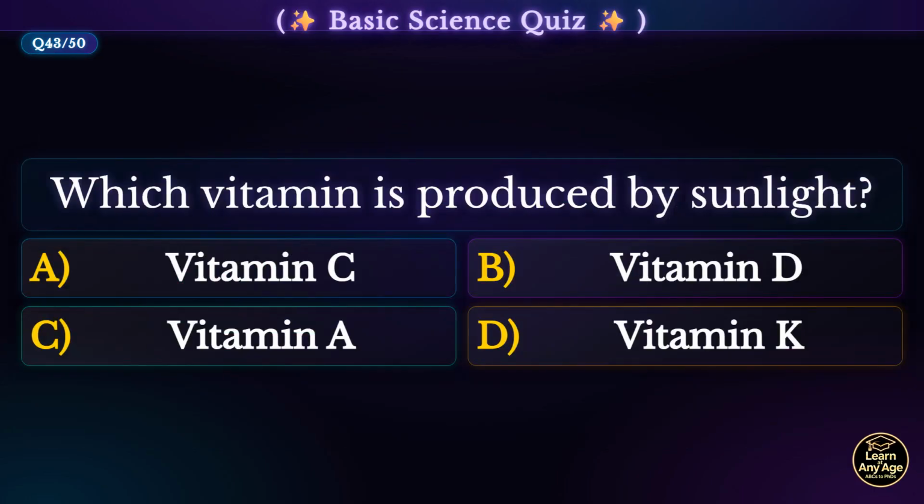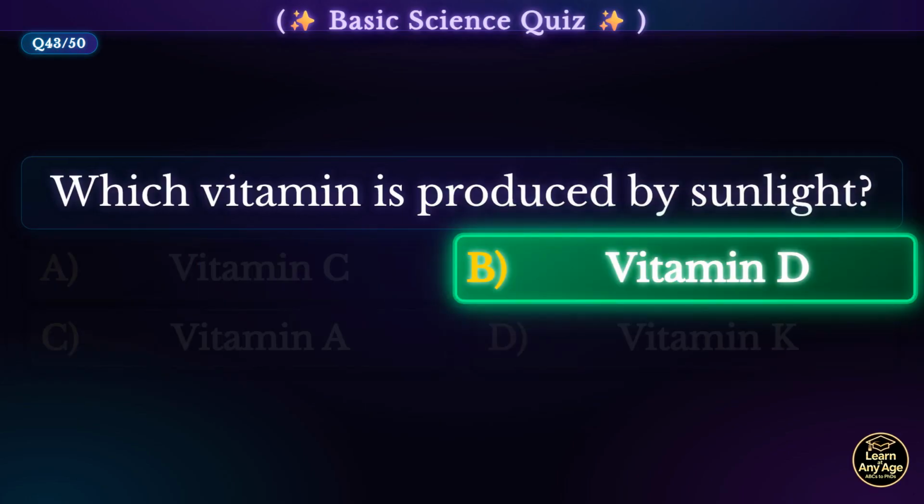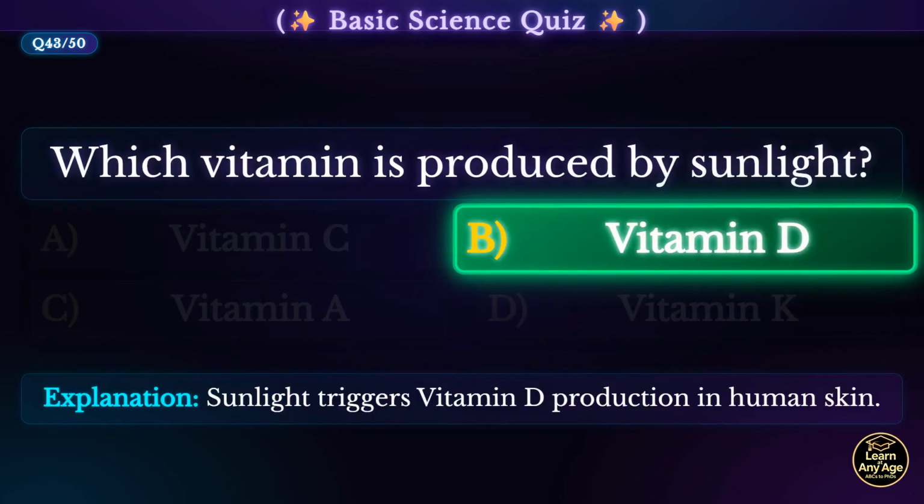Which vitamin is produced by sunlight? Vitamin C, vitamin D, vitamin A, vitamin K. Vitamin D. Sunlight triggers vitamin D production in human skin.